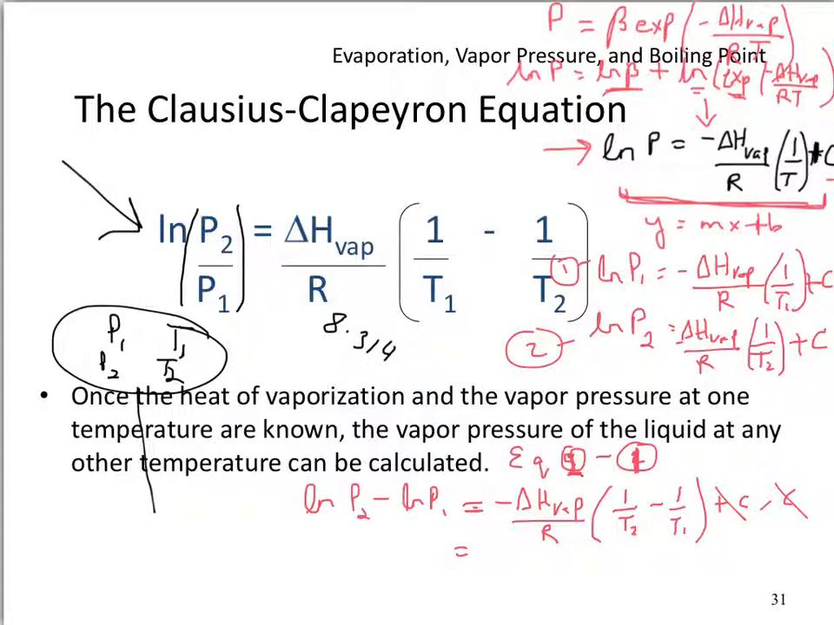And now you can put it in the format that we have. Since this is a subtraction, you can consolidate that as natural log of P2 divided by P1, because when something is divided and you take the log of that, it shows up as a subtraction. When something is multiplied and you take a log of that, you use the addition. And since you have a negative sign right outside, you might as well change the order in which these appear. So delta H vaporization over R times 1 over T1 minus 1 over T2, which is the format that we have written the Clausius-Clapeyron equation in.